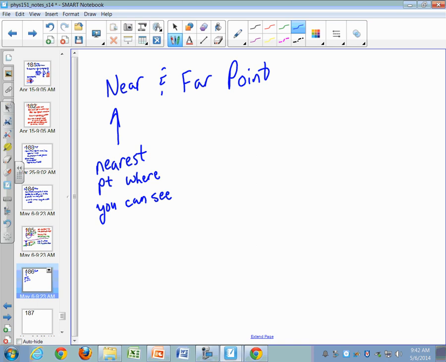But as you get older, your near point will move out. That's why you see older people holding their books out this far, because their near point has moved further. All right, so it's the nearest point where you can see, and the far point, of course, is the furthest point where you can see.